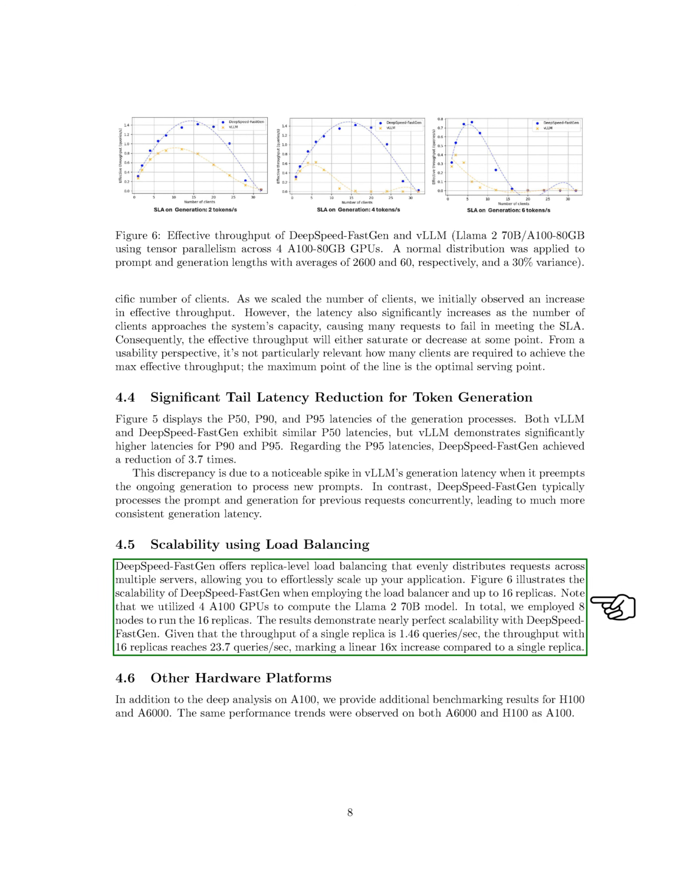DeepSpeed-FastGen also offers load balancing at the replica level, which evenly distributes requests across multiple servers, making it easy to scale up your application. We used 4 A100 GPUs to run the Llama 2 70B model on up to 16 replicas across 8 nodes. The results showed nearly perfect scalability with DeepSpeed-FastGen. The throughput with 16 replicas reached 23.7 queries per second, a linear 16 times increase compared to a single replica. We also tested DeepSpeed-FastGen on other hardware platforms, including H100 and A6000, and observed the same performance trends as on A100.